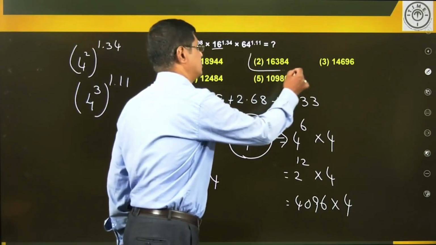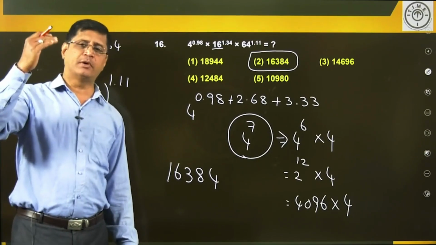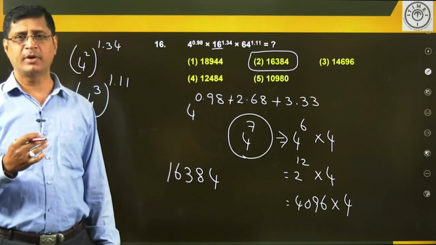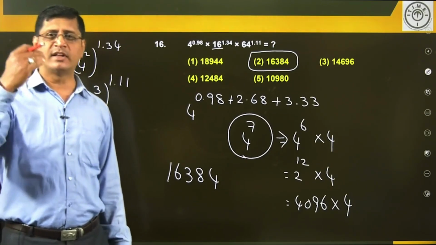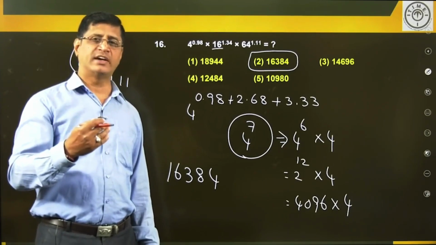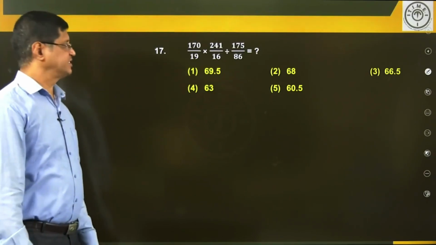16384. Now, choice 2 is the right answer. Successive powers of 2 up to 12 you need to memorize, and similarly, successive powers of 3 up to 8: 3 power 1, 3 power 2, 3 power 3, 3 power 4, 5, 6 and so on up to 8. Now, look at the next example.